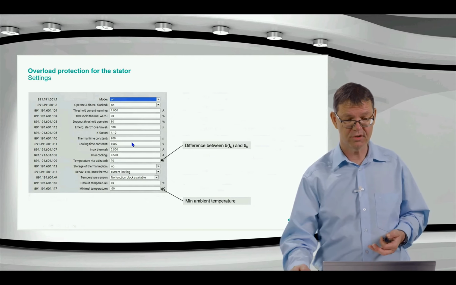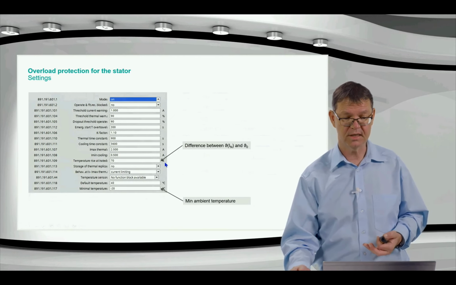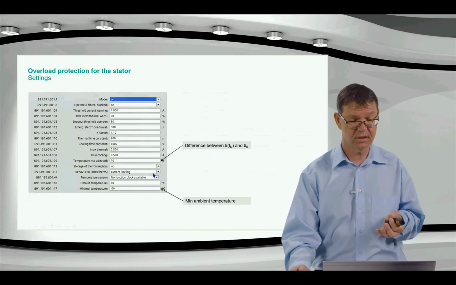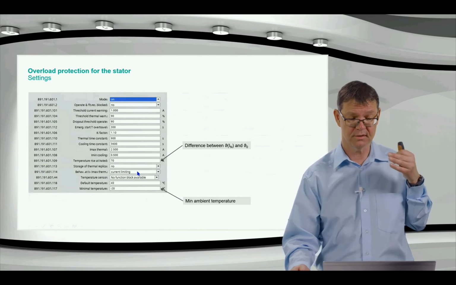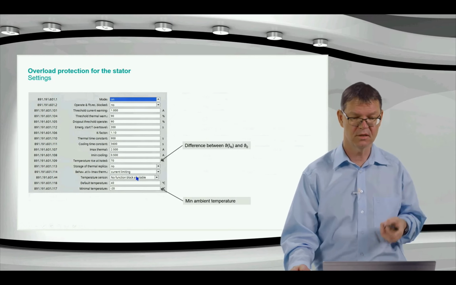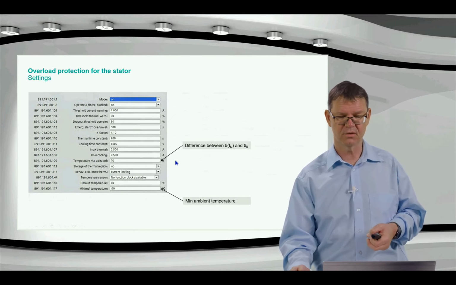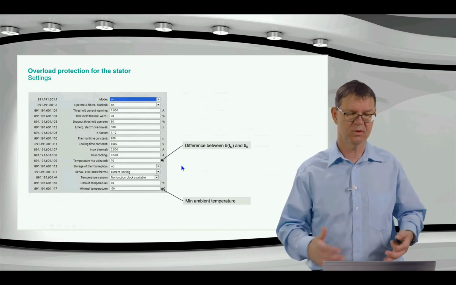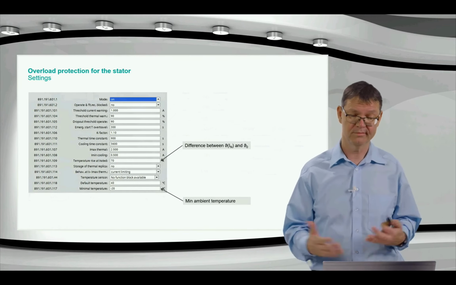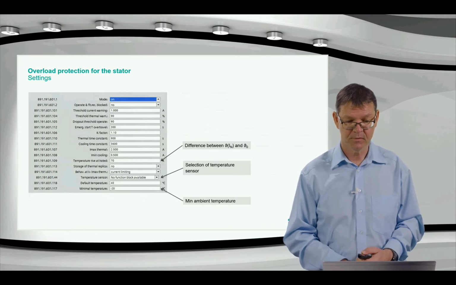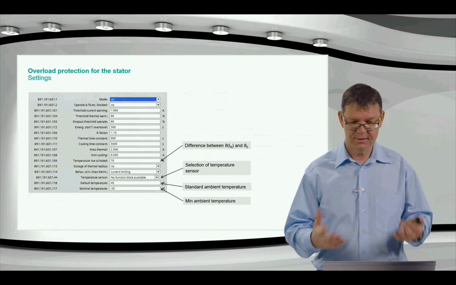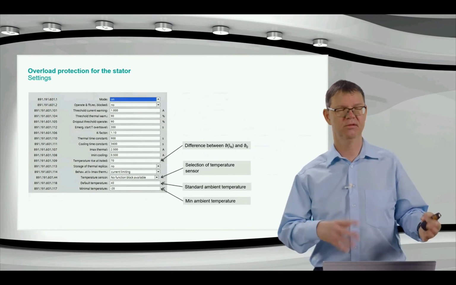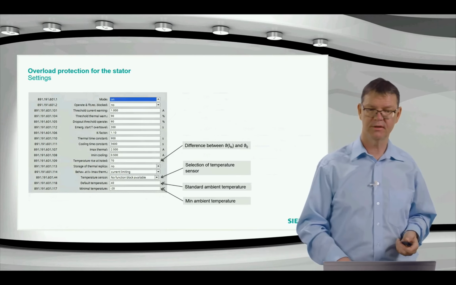Then I have the temperature rise at I-rated. So this I need if I have a different ambient temperature than the 40 degrees, or if I use the current, the temperature sensor. If not, then this setting here has no meaning, just to mention that, because sometimes people don't know what to do here in that case. Okay, and this is our standard ambient temperature called default temperature, but it refers to the ambient temperature here.